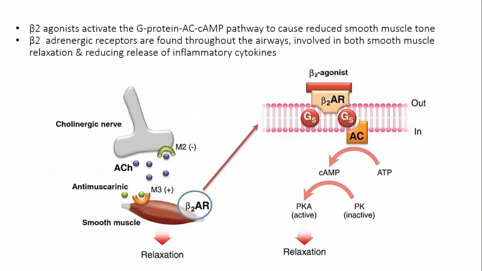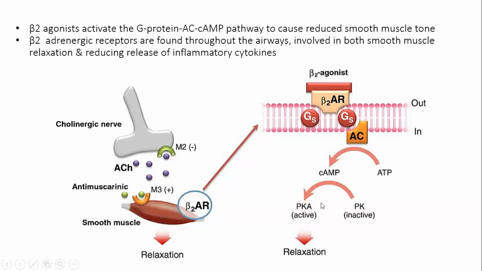Right, this is the mechanism for the beta 2 agonist. Okay, they activate the G protein, adenylyl cyclase cAMP pathway to cause reduced smooth muscle tone. Okay, causes the muscle relaxation. So beta 2 adrenergic receptors are found throughout the airways. Okay, involved in both smooth muscle relaxation and reducing release of inflammatory cytokines.